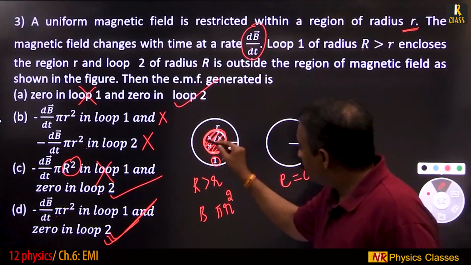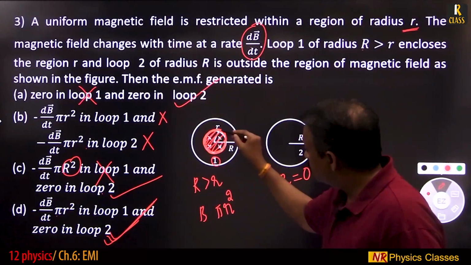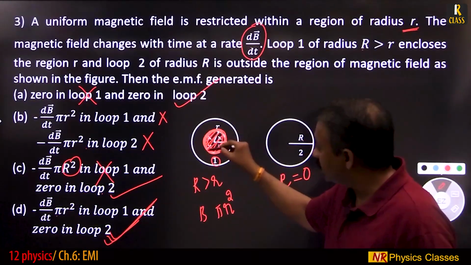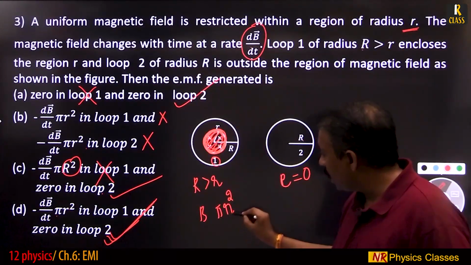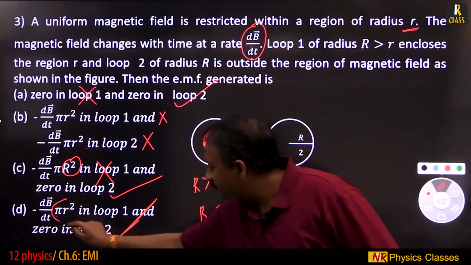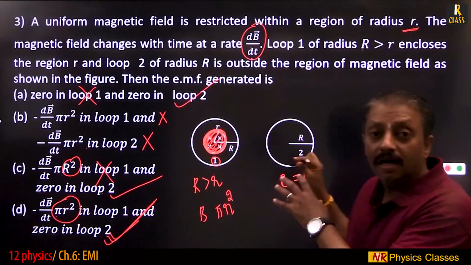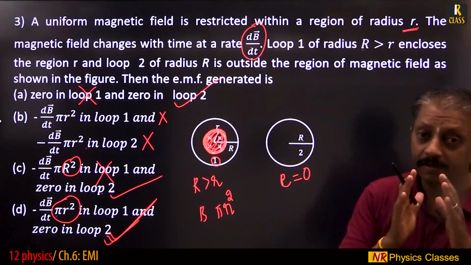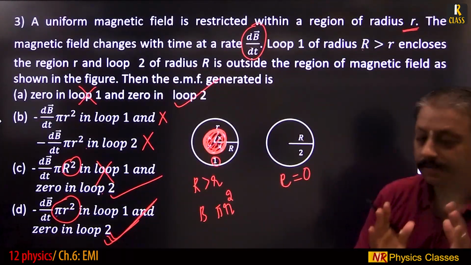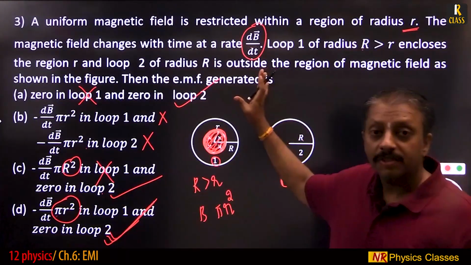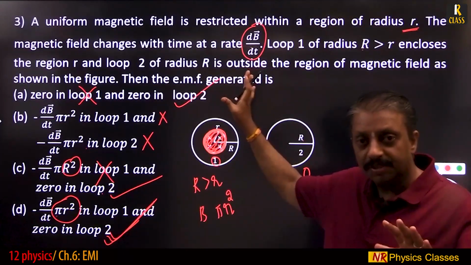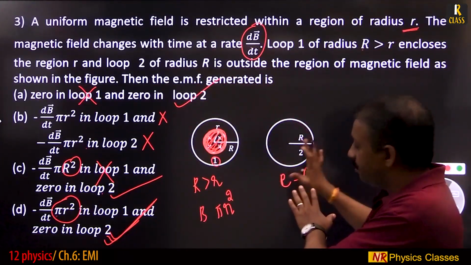So change in flux. To calculate flux, we need this area. This area is pi r square. It looks like a scary question, but it is a relatively simple question. The only thing is, you should be strong with your basic concepts and use those basic concepts here.